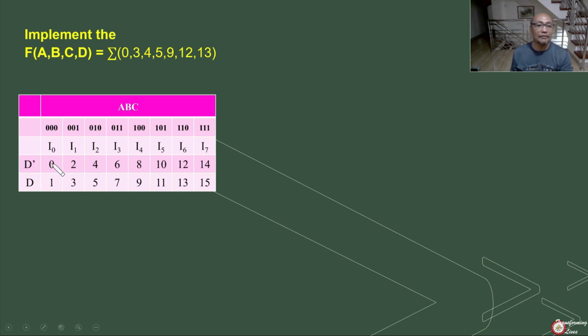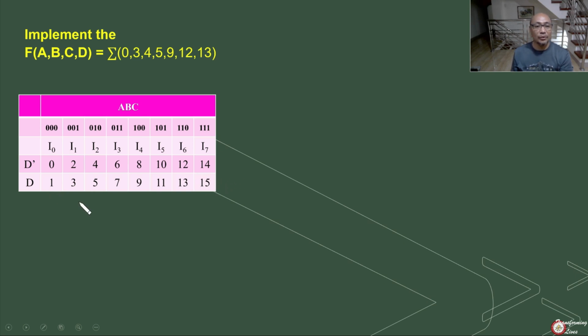We try to find the value of the different locations in our truth table. Since this is I0, and I0 will be selected when A, B, and C is equal to 0, 0, 0, and D is also equal to 0, therefore this is equal to 0. How about this? It becomes 0, 0, 0, D is equal to 1. So therefore, this will be equal to 1. This one will be equal to 0, 0, 1, 0, and that is equal to 2. 0, 0, 1, 1. That will be equal to 3. Until such time that we reach 15. That is equal to 1, 1, 1, and D is also equal to 1. Therefore, it's equal to 15.